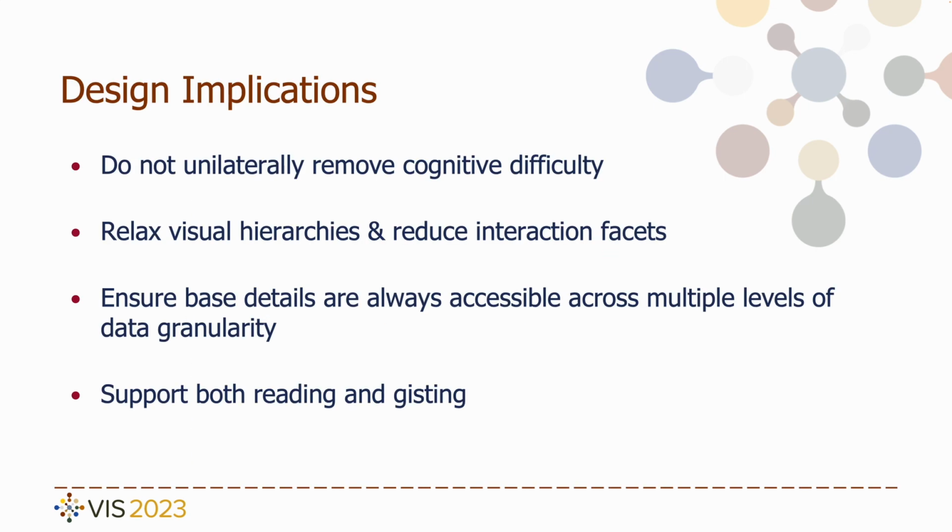And we draw some broad design implications from this research. Specifically, we find it's important to not unilaterally try and remove cognitive difficulties, as it's an important part of the process. This might involve trying to relax visual and interaction hierarchies to not overly emphasize certain aspects of the data and allow the viewer more agency in where they want to direct attention. Also, providing access to base details across multiple levels of data granularity can ensure that the viewer can refine their understanding of broader patterns in the data. And lastly, both the distinct tasks of sequentially reading and constructing a narrative and gisting or scanning for details are currently not well supported in visual analytics systems. Given how important they are in complex sense making, we argue that they need to be better understood and better integrated.